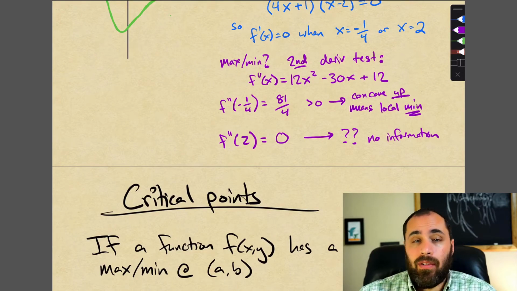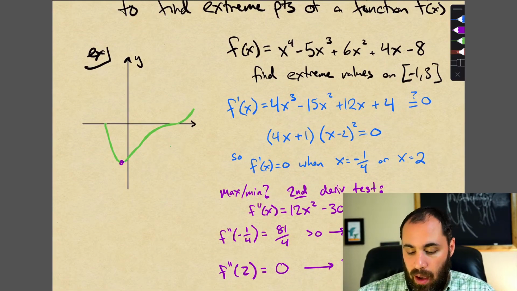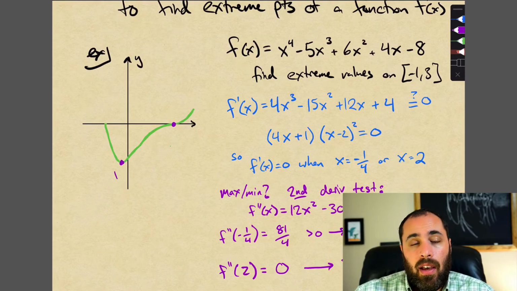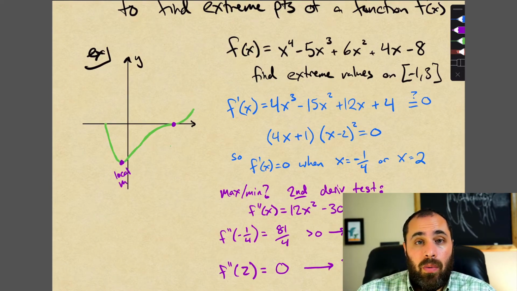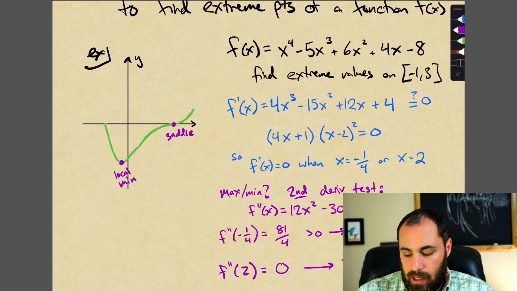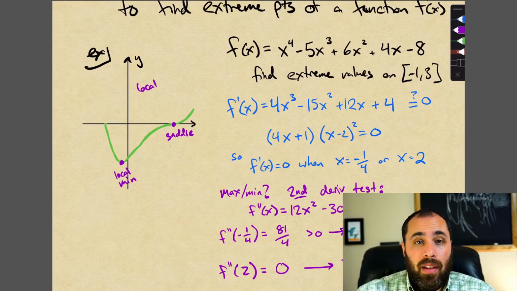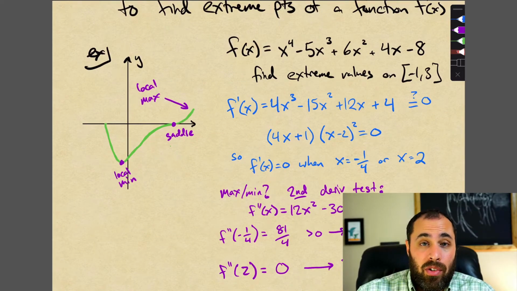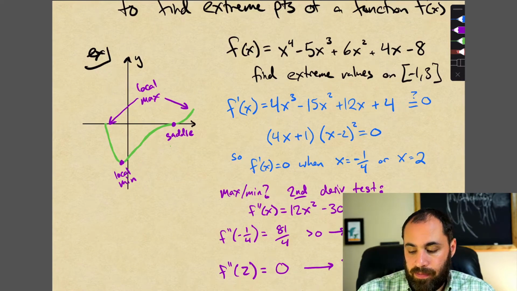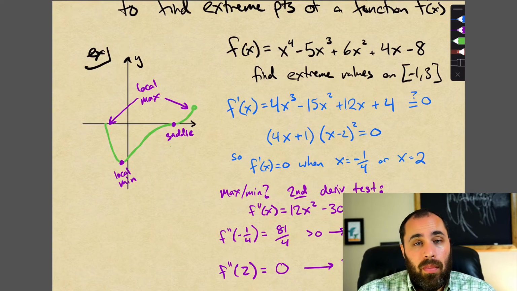And if we have a graph, well, that's a perfectly good way to see what's happening. And we do have a graph here. So you can check that when x is -1/4, we've got a local minimum. When x is 2, we've got a saddle point. That is, it's not a min or a max. But we haven't answered the question yet. So at the endpoints of this interval, we have two local max points.